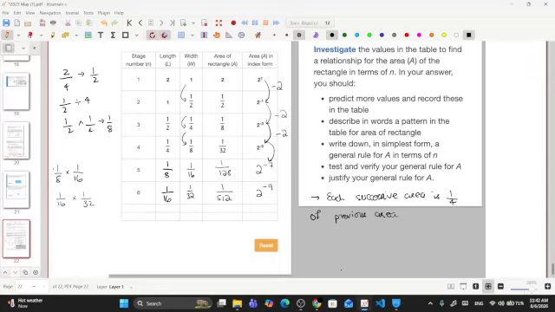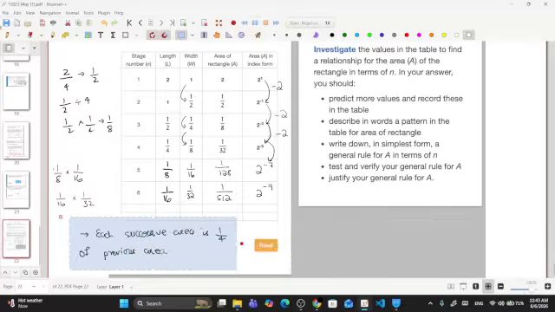Then it says write down in simplest form a general rule for A in terms of N. Okay, this is a bit confusing. Have you written the pattern for area first? Yeah. Okay.